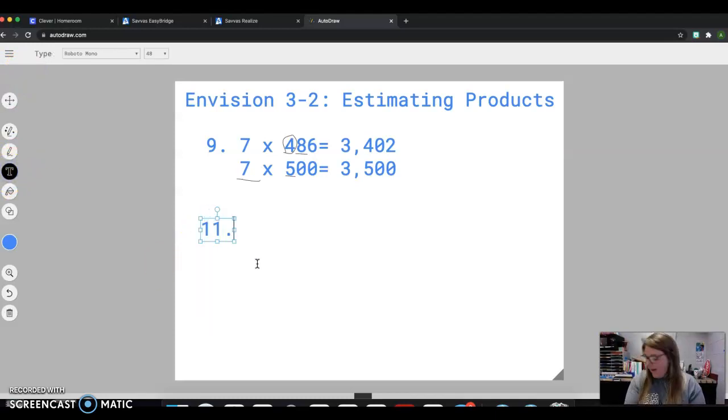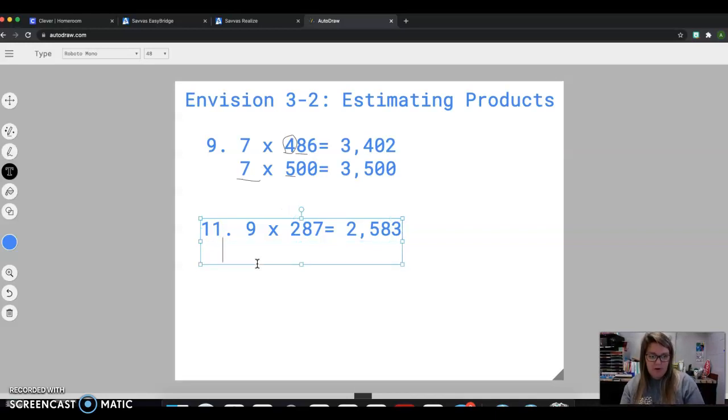So number 11 on page 87 says 9 times 287 equals 2,583. So again, we're just going to round and see, is this a reasonable estimate that we come up with? So we're going to round 287. So find the place value, circle the digit, move to the right, and underline it.